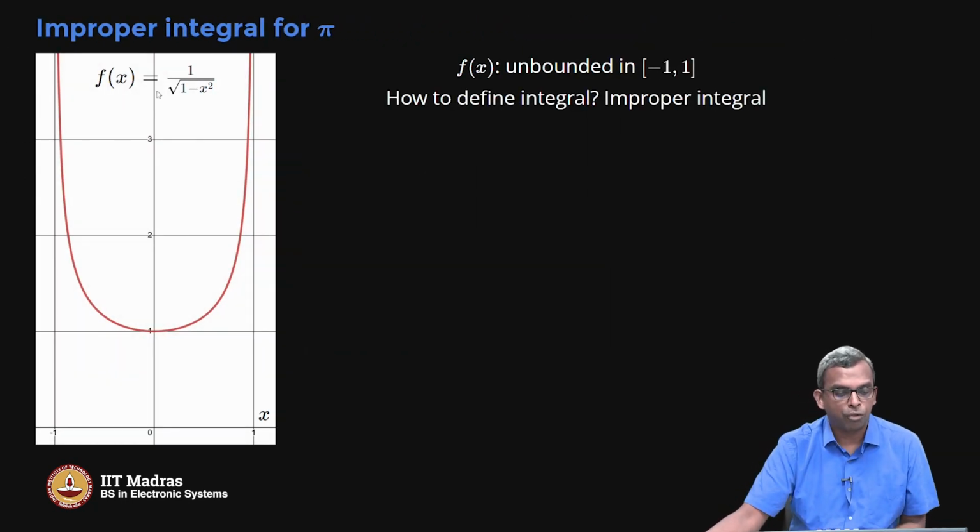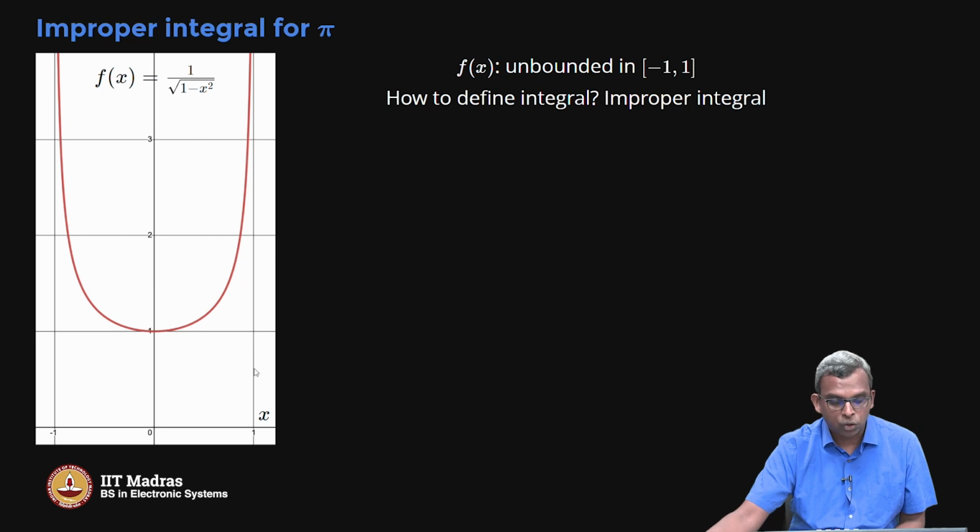This improper integral of pi had this function 1 by root of 1 minus x squared. So here is where I have plotted 1 by root of 1 minus x squared. You can see these numbers 1, 2, 3, etc., and from minus 1 to 1 for x, right? At 0 it is 1, that's okay.